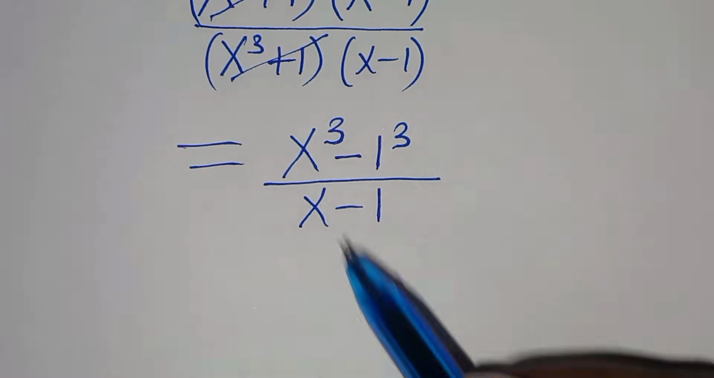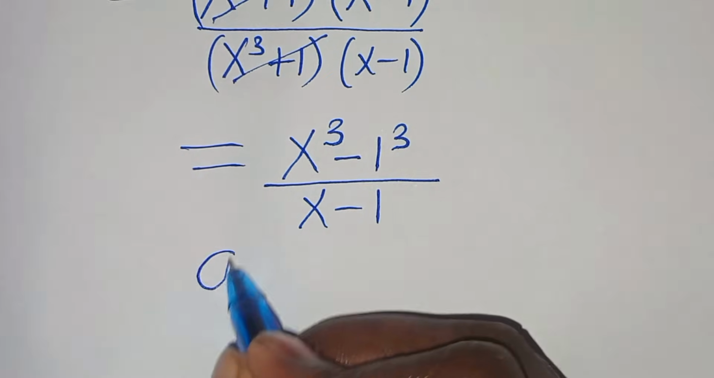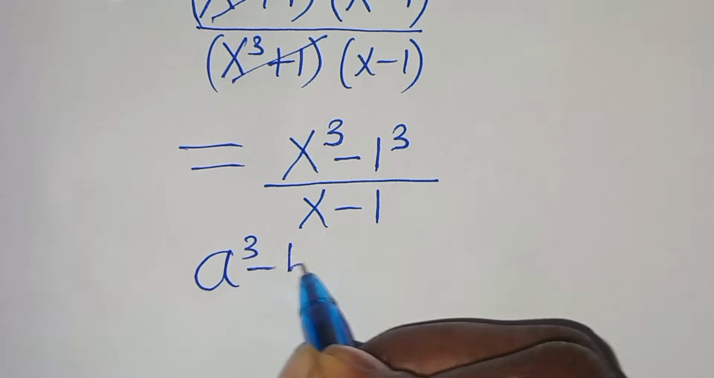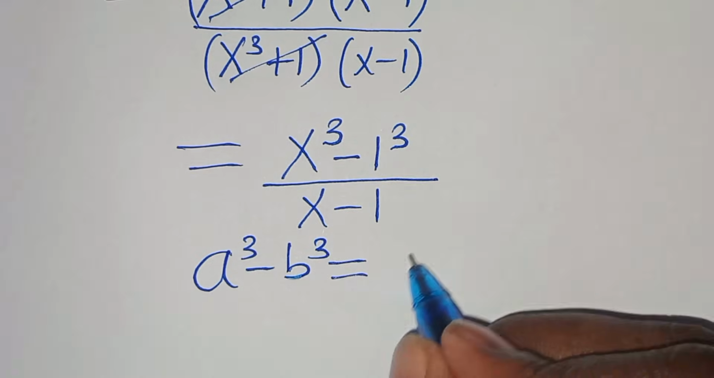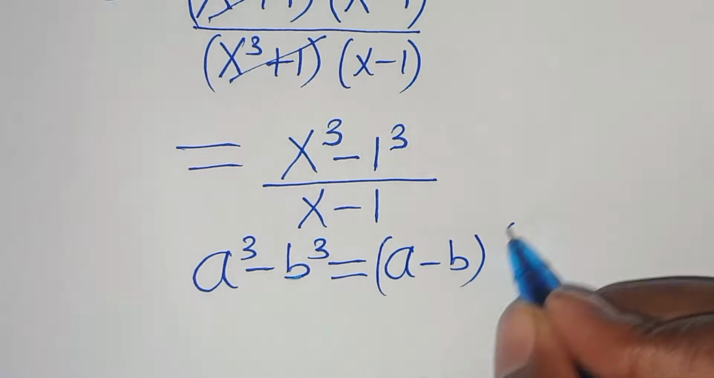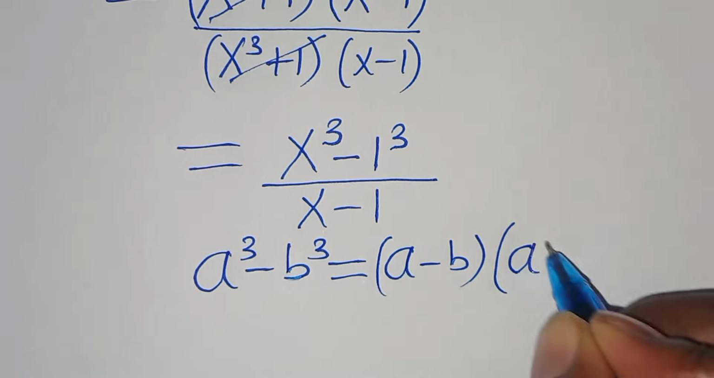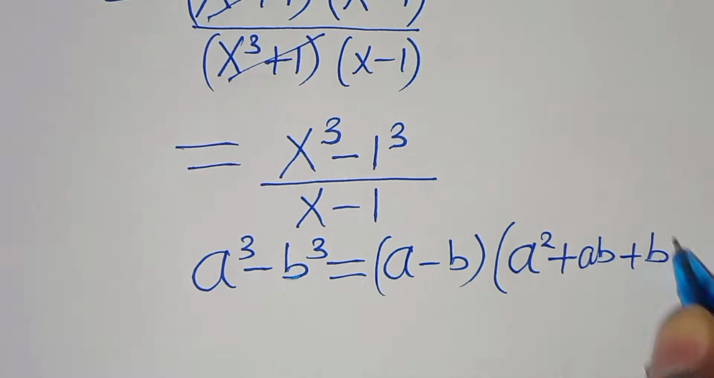Okay, so x to the power of 3 minus 1 to the power of 3, this is in the form of a to the power of 3 minus b to the power of 3. This is the difference of two cubes that we can express as a minus b into the parentheses. This is a squared plus a times b, then plus b squared.